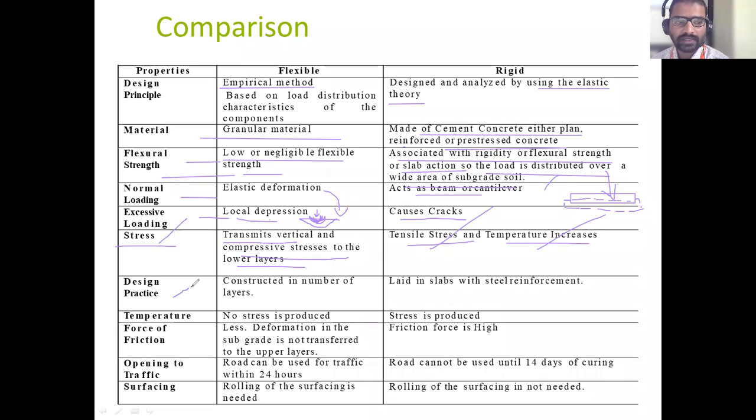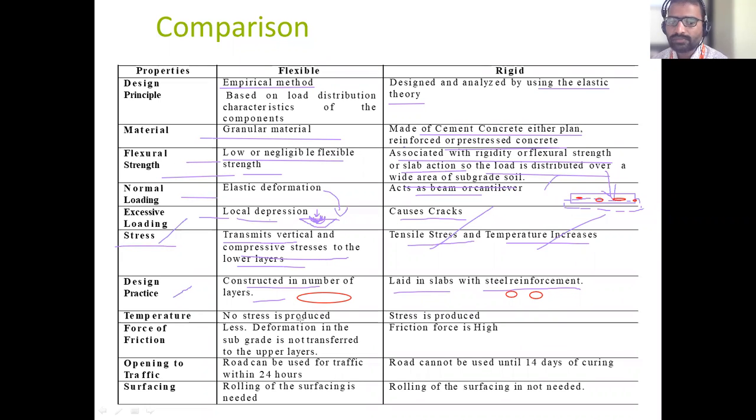Then design practice. So how is it designed? It is constructed in a number of layers, as you have seen in the previous examples. It is constructed in a number of layers, and it is laid as a slab with reinforcement. Here there is a slab. In this slab, there may be chances of providing the steel. There is steel. So here it is layer by layer. Design is by number of layers. Here design is by providing the reinforcement.